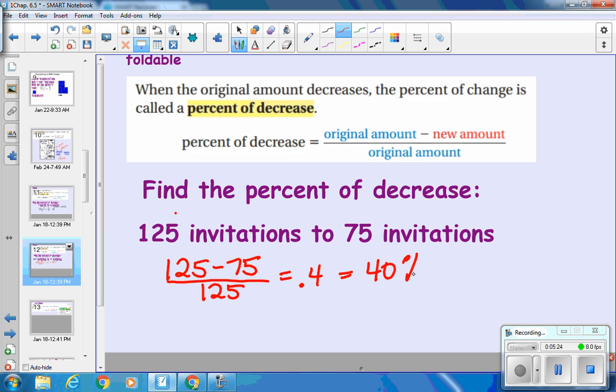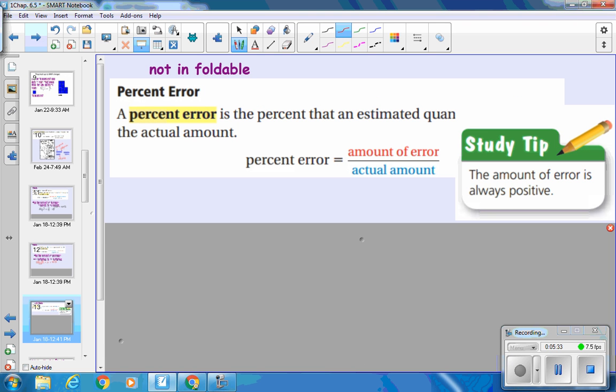So that is what the change was in the invitations. So they went down 40%. Okay, let's look at a couple more. This one is not in your foldable, so it's the same exact formula when you're finding percent error.